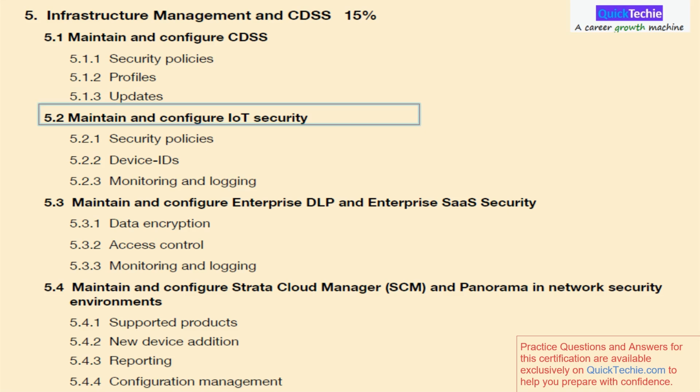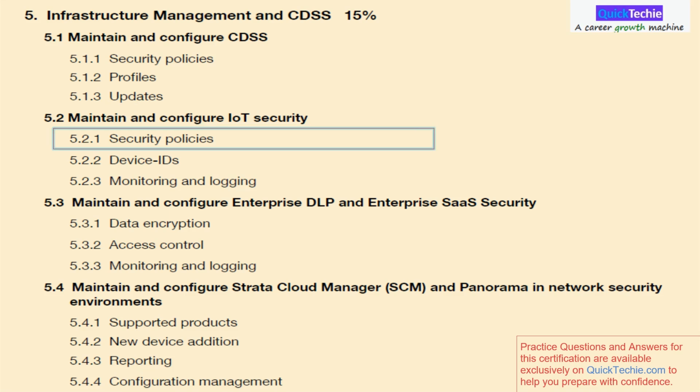5.2. Maintain and configure IoT security. The proliferation of Internet of Things (IoT) devices introduces new security challenges. Palo Alto Networks IoT security provides visibility, prevention, and enforcement for these devices.